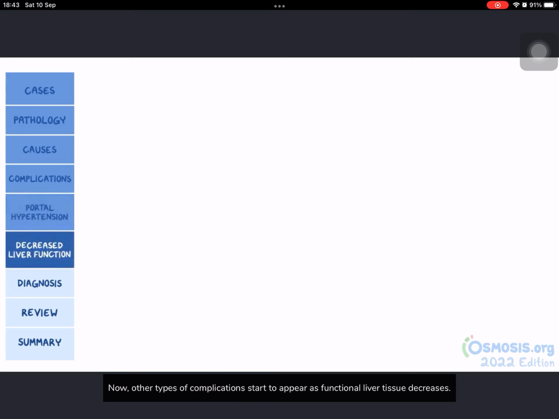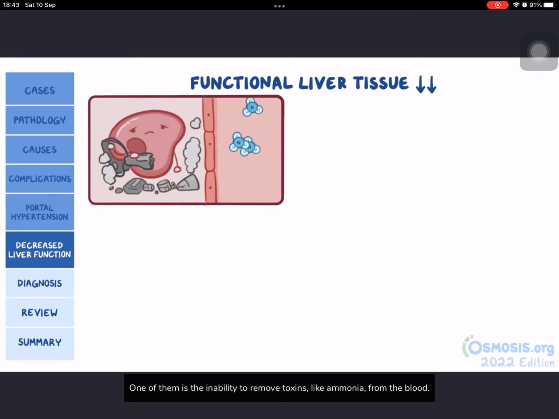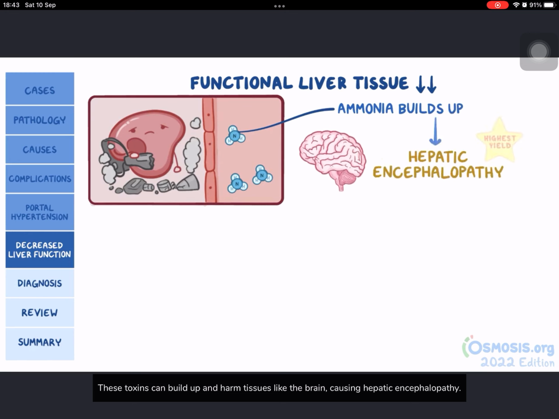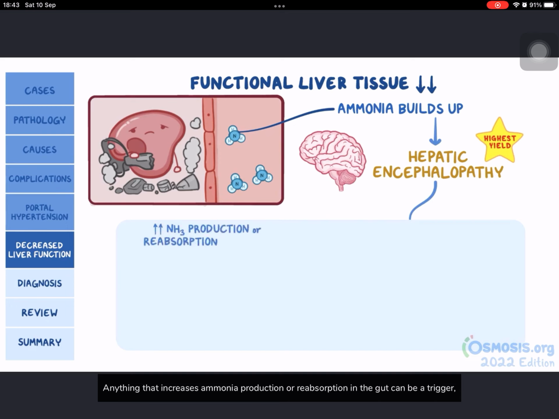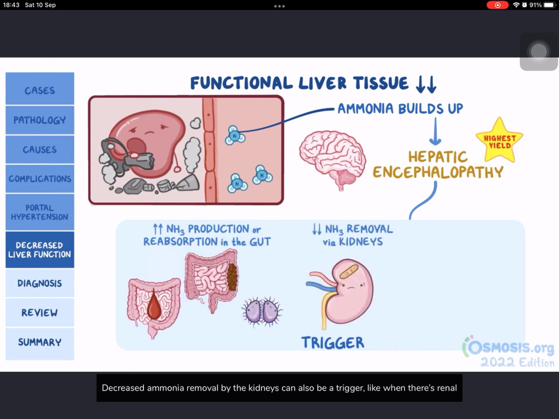Now, other types of complications start to appear as functional liver tissue decreases. One of them is the inability to remove toxins, like ammonia, from the blood. These toxins can build up and harm tissues like the brain, causing hepatic encephalopathy. Anything that increases ammonia production or reabsorption in the gut can be a trigger, like GI bleeding, constipation, or infections. Decreased ammonia removal by the kidneys can also be a trigger, like when there's renal failure.